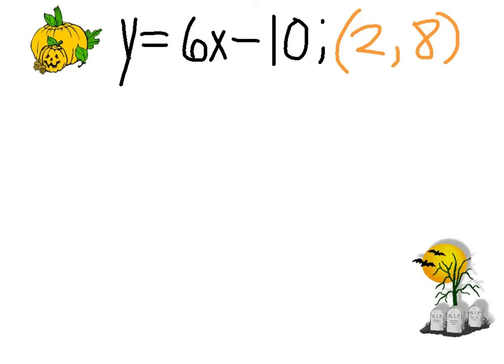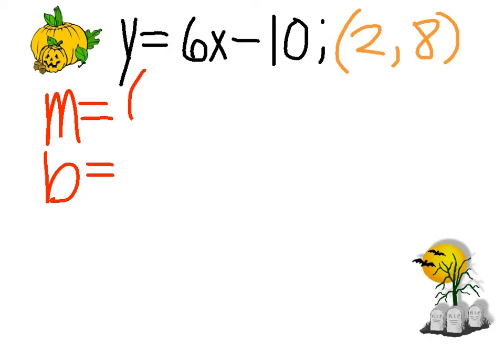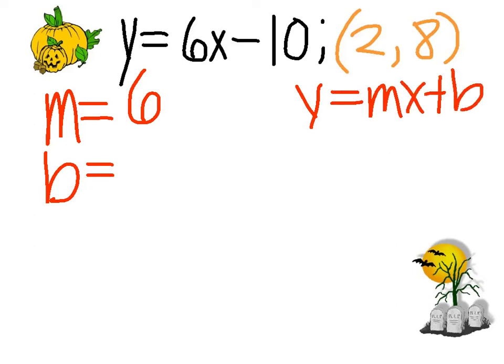Alright, example 4, we have y equals 6x minus 10. We need to find our slope and our y-intercept. What's our slope? 6. Alright, you guys tell me what to do for the y-intercept. What are we going to do? Plug in our points. How are we going to do that? What do we plug in for y? 8. What's our slope? 6. What's our x?